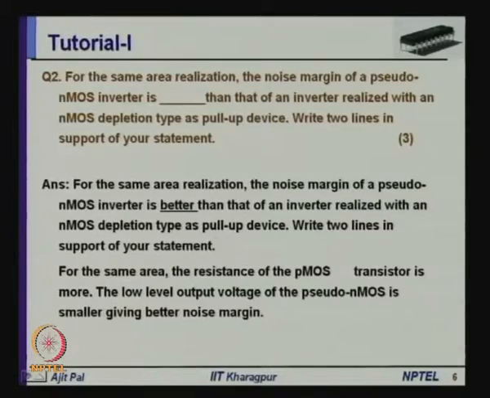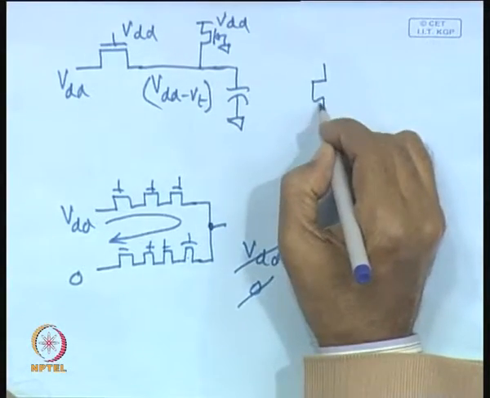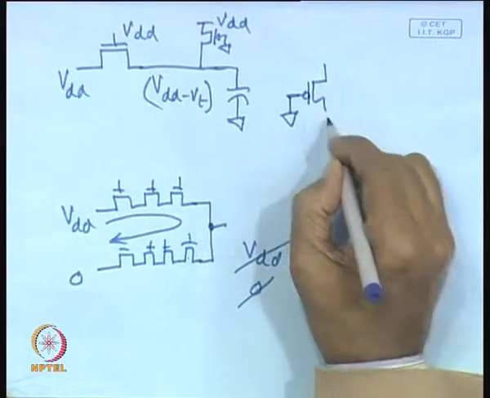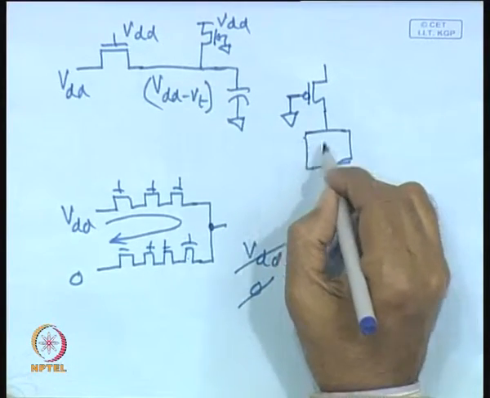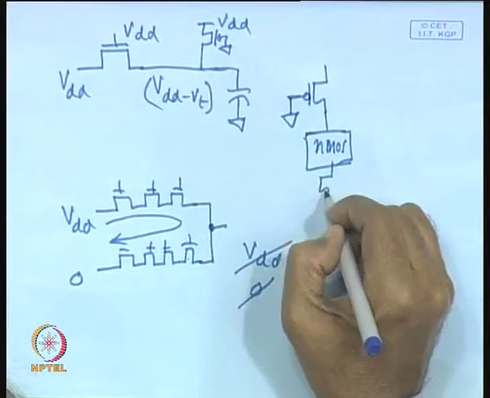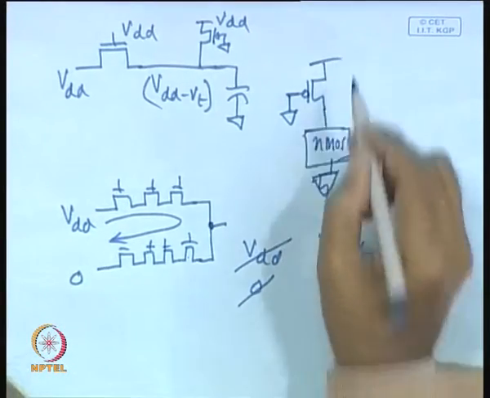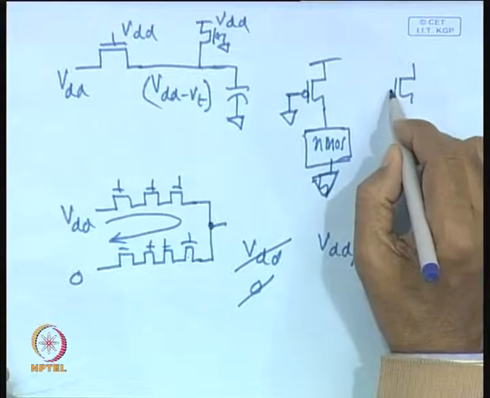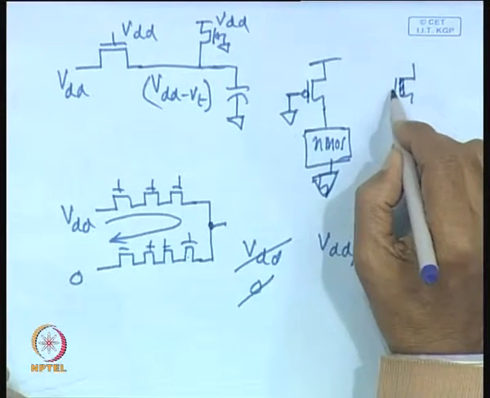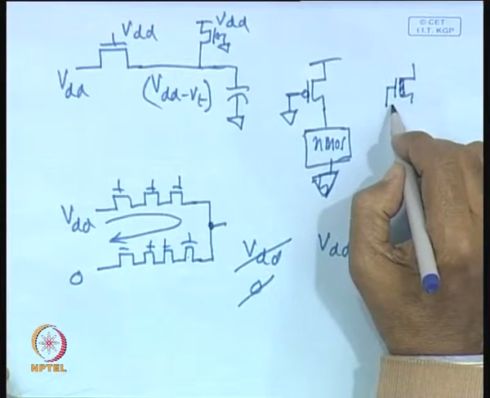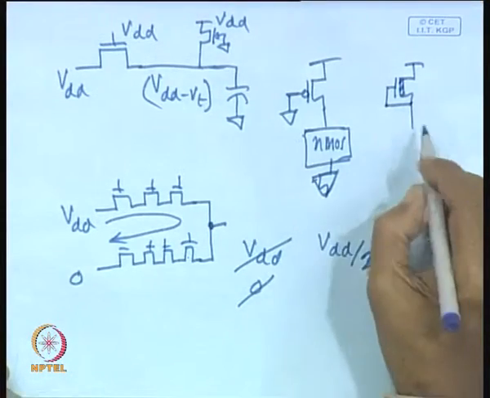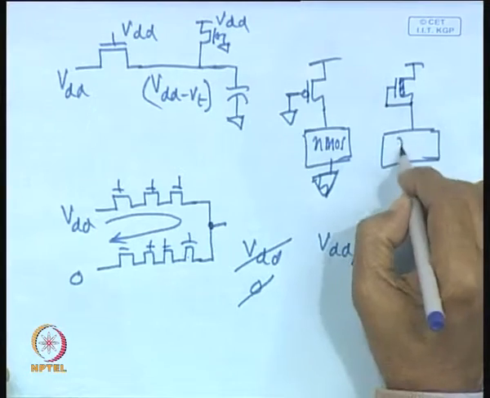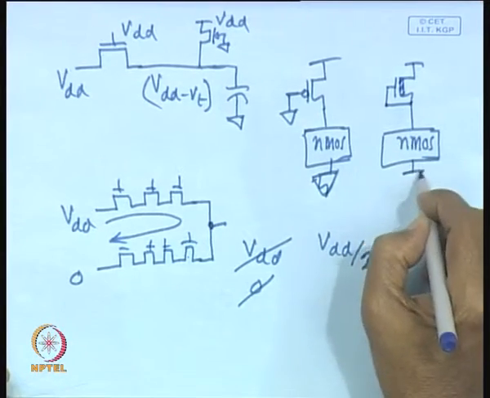As a consequence, the low level output voltage of pseudo NMOS is smaller, giving better noise margin. That means, say you are comparing a pseudo NMOS circuit. Here you have got NMOS network, this is connected to ground, this is connected to VDD, and another alternative is a depletion mode transistor. So, this is connected to this, and here is your NMOS network, and this is connected to ground.